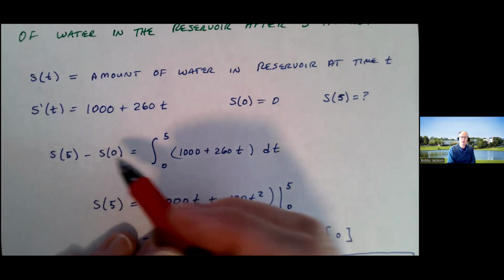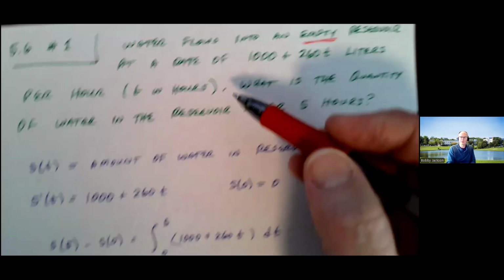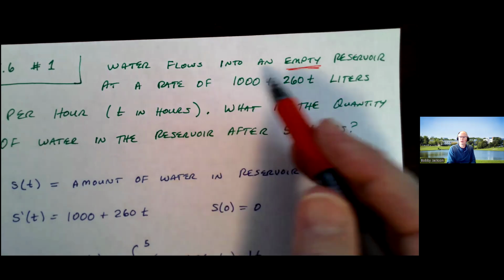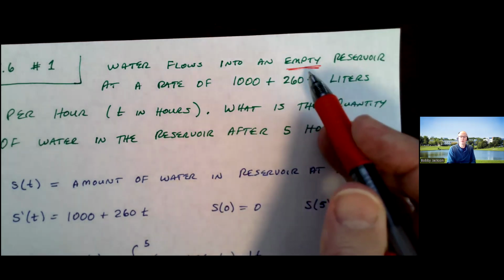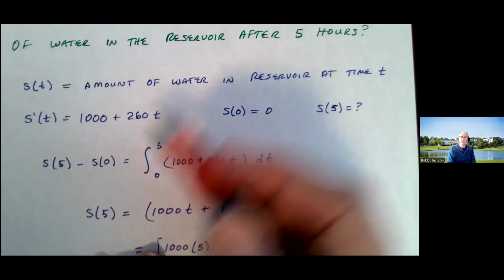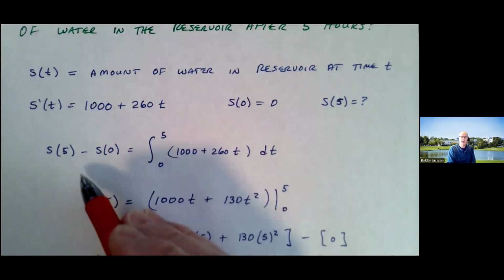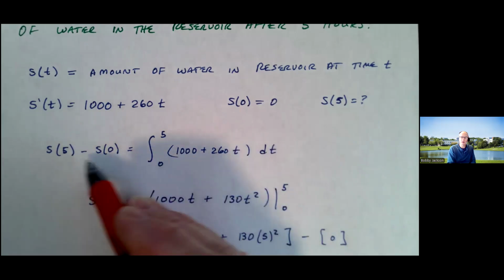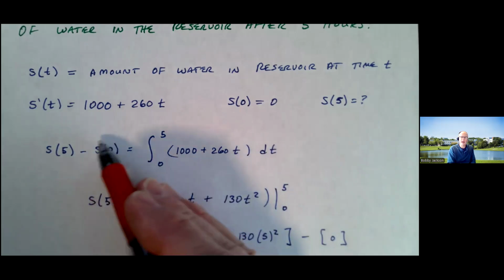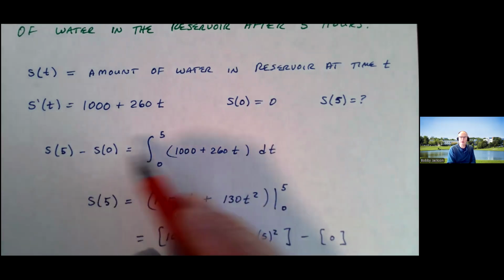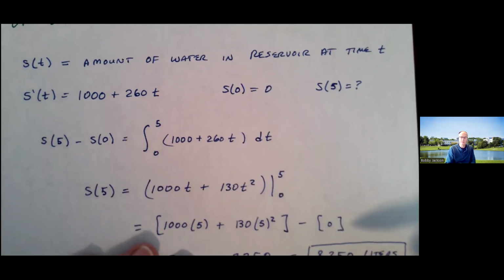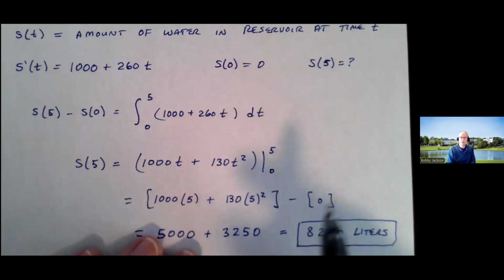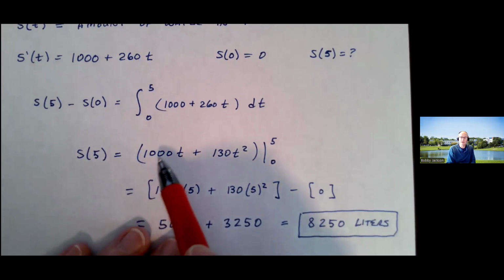Notice if S(0) was not 0, in other words, if we had said something like water flows into a reservoir that already has 2,000 liters of water in it, then S(0) would be 2,000. And when we evaluate this definite integral to solve for S(5), we would have to add that 2,000, add whatever the initial S(0) is. In this case, though, it's 0, so it's not going to change anything.